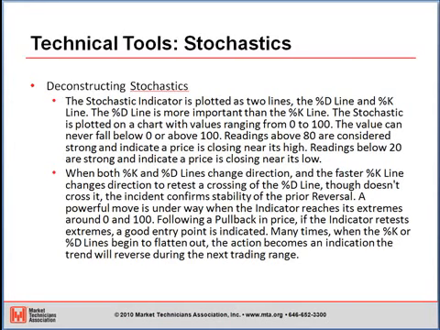When the %K and %D lines change direction, and the faster %K line changes direction to retest a crossing of the %D line but doesn't penetrate it, this generally suggests price is stable within the trend and is an excellent entry point. It confirms the reversal of price from an oversold condition, or an overbought condition if it's crossing to the downside. This also usually coincides with a nice pullback in price that can be used as an entry.